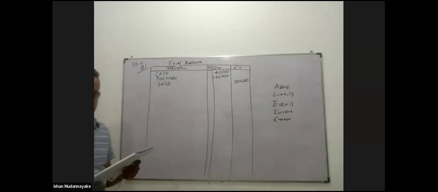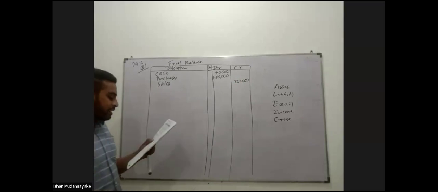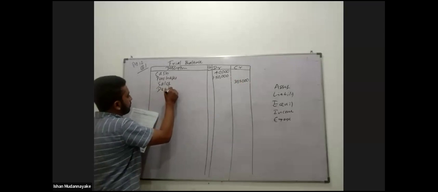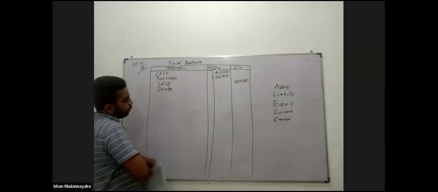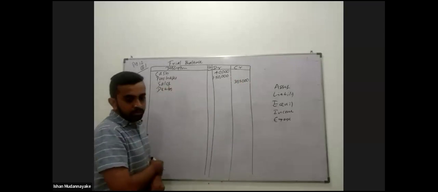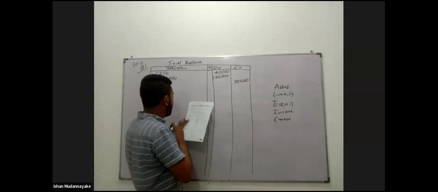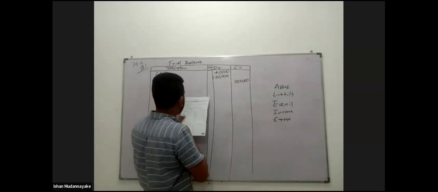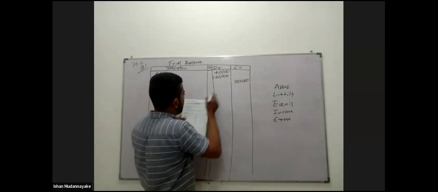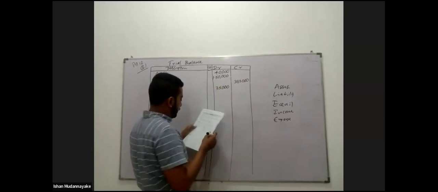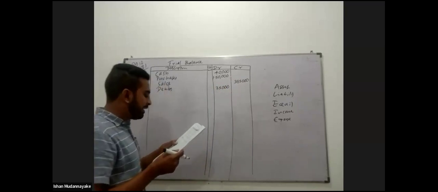Right. Debtors, 35,000. Debtors, asset or liability? Assets. Debit side, yes. Debtors, 35,000, debit side. Right. Creditors, 24,000.